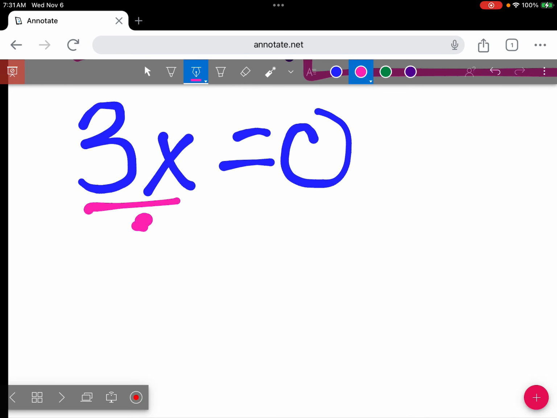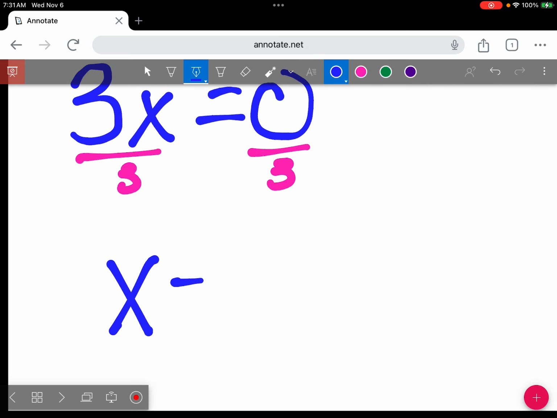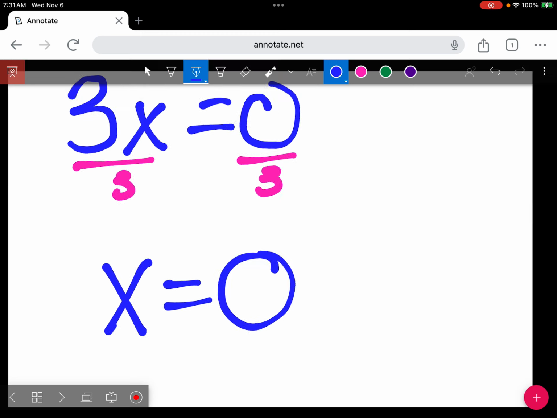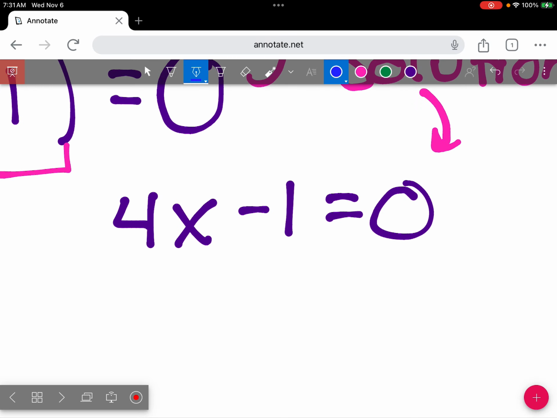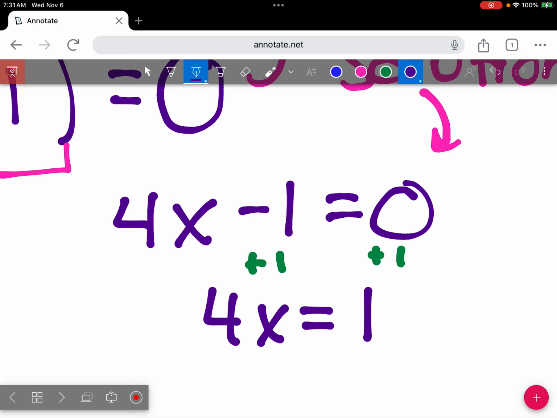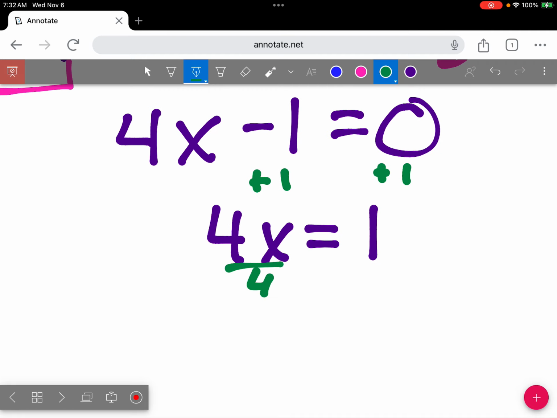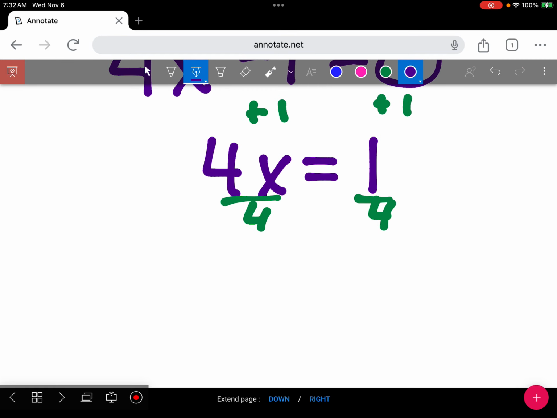Divide by 3. If I divide both sides by 3, what do we get? X equals 0. So that's one of my solutions. I have a solution at 0. How about for my purple one? What are we going to do? Add 1 to both sides. That's going to give me 4x equals 1. Divide by 4 on both sides, and we get that x equals 1/4.